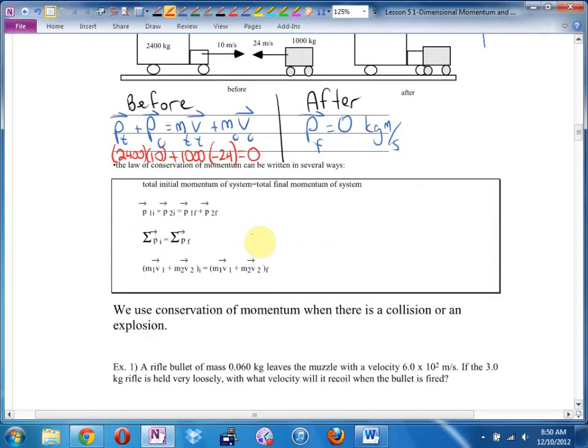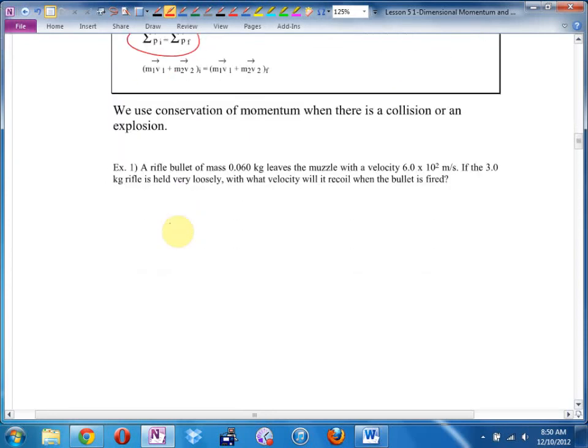The law of conservation of momentum can be written in several ways. In English, the total initial momentum equals the total final momentum. As an equation, I generally hop right to that. And we use conservation of momentum when there is a collision or an explosion.